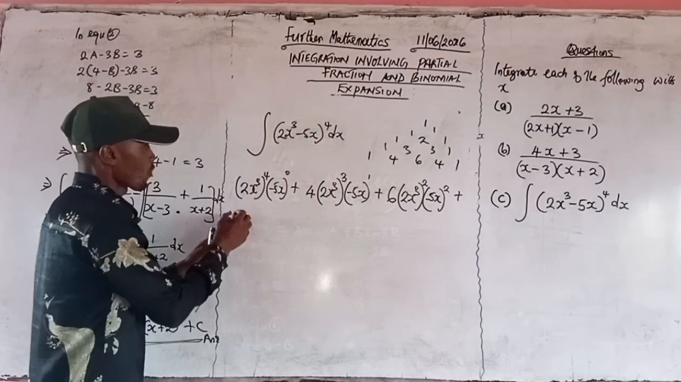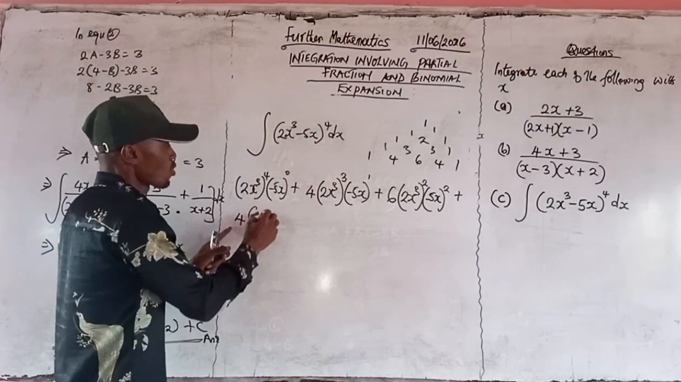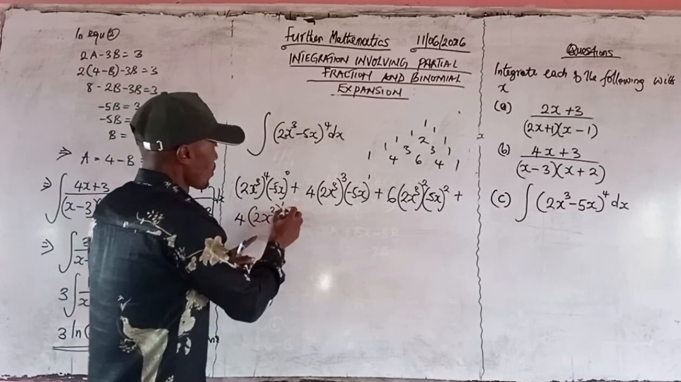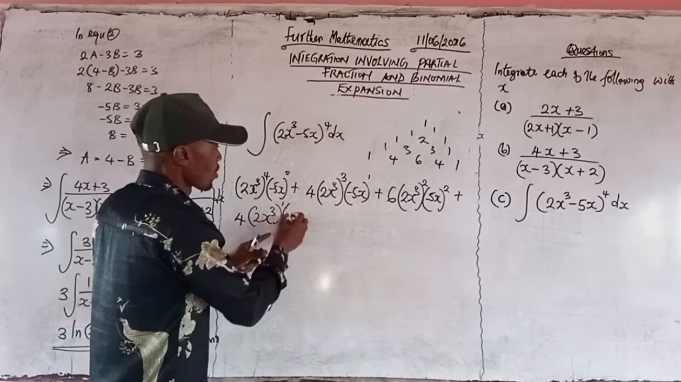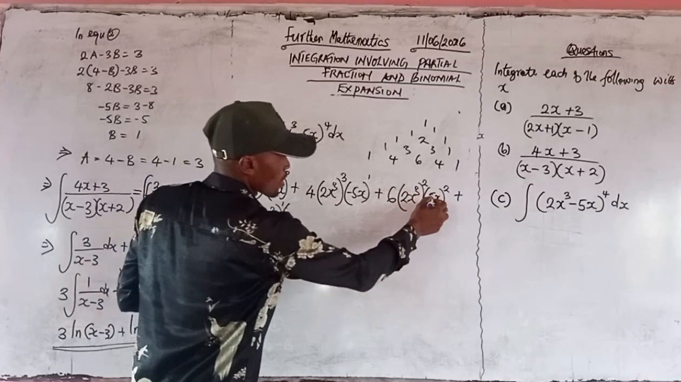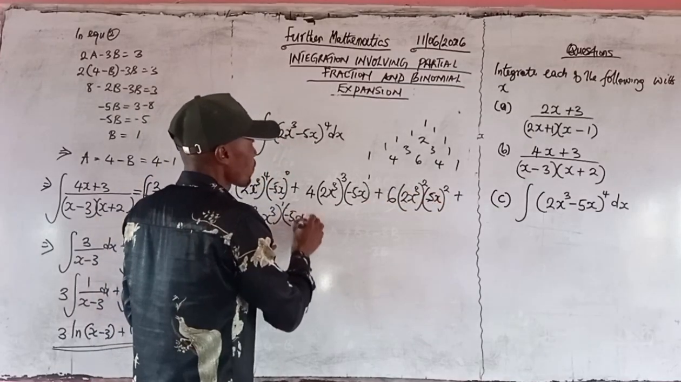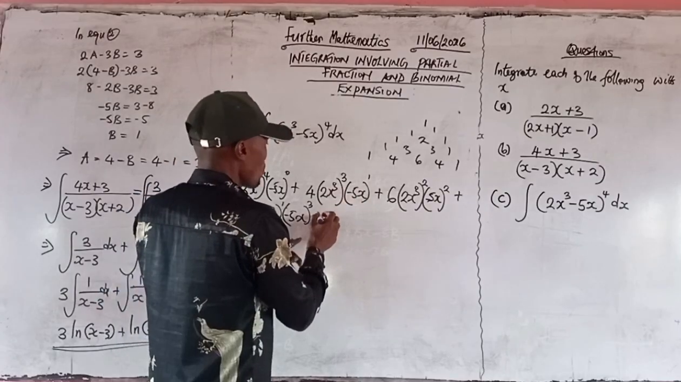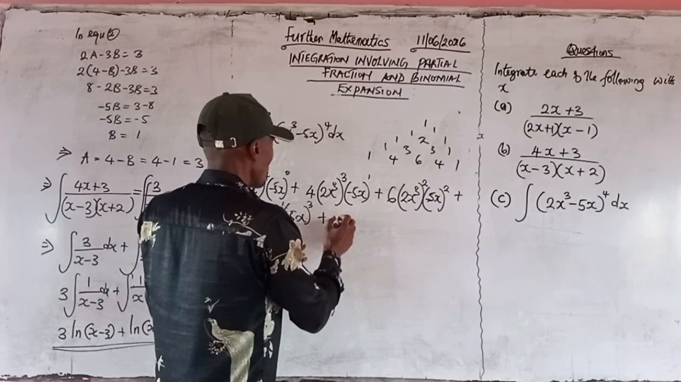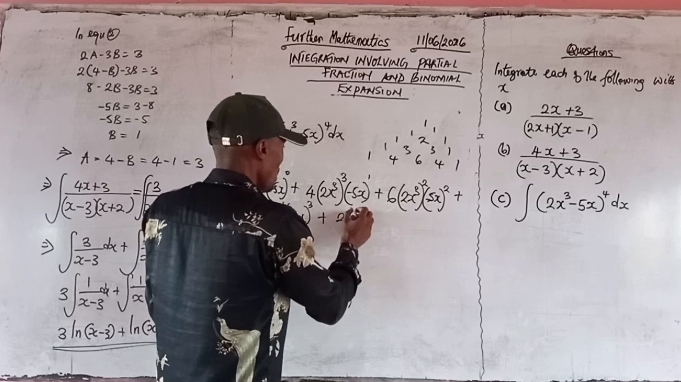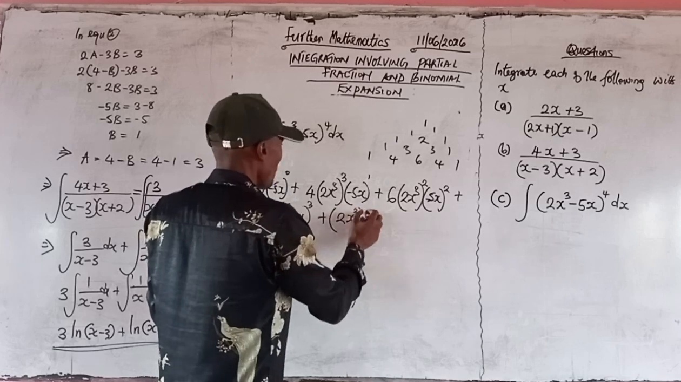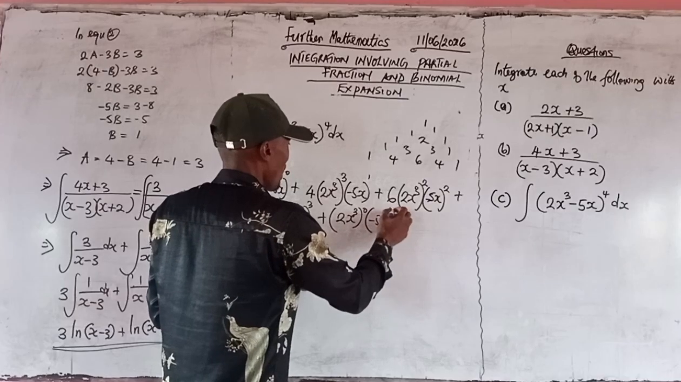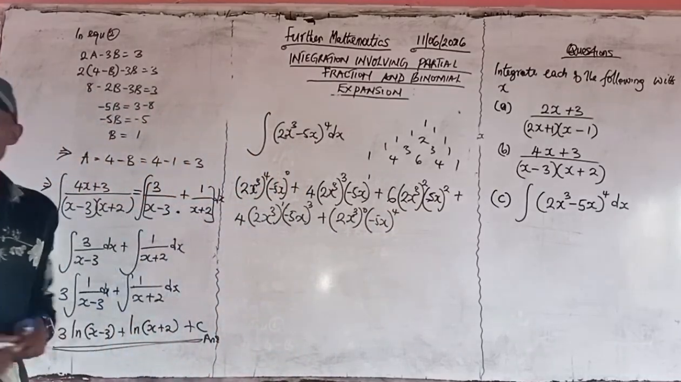plus the next coefficient is 4. We have 4 (2x^3)^1 times minus, this is minus 5x^3. And the last coefficient is 1, so we have (2x^3)^0 times minus 5x^4. Now let us evaluate properly.